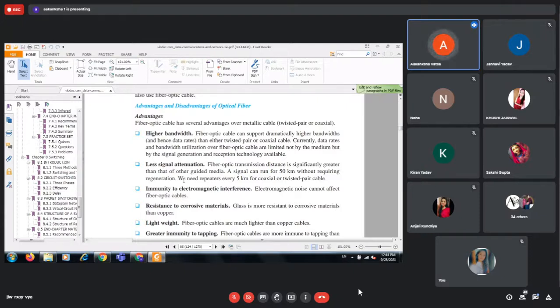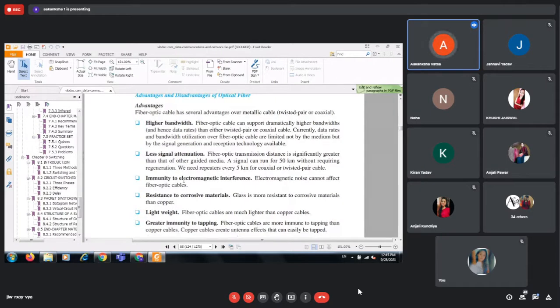And as we have seen from the properties of multimode and single mode fibers, there is very little attenuation as compared to coaxial cable and twisted pair. And obviously we have higher bandwidth, then resistance to corrosive materials. Now you must have seen a cable lying outside, because copper is a metal, it can corrode. It can be destroyed, but optical fiber is more resistant to corrosion.